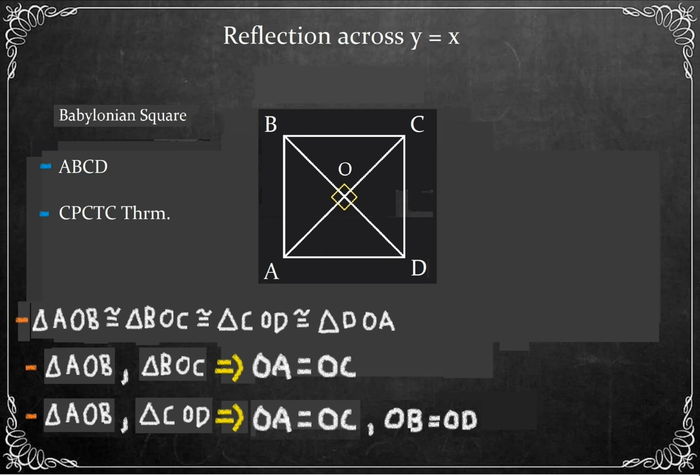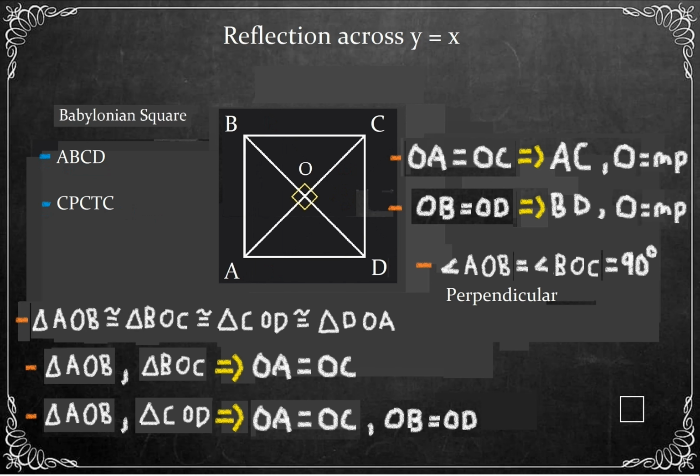OC. For triangles across the center such as AOB and COD, we find OA equals OC and OB equals OD. Because OA and OC are segments of the diagonal AC, and both are equal, point O must be the midpoint of AC. We can say the same thing for the second diagonal.